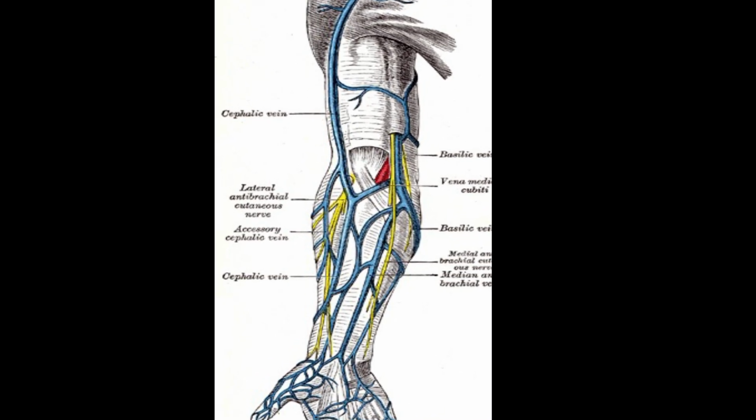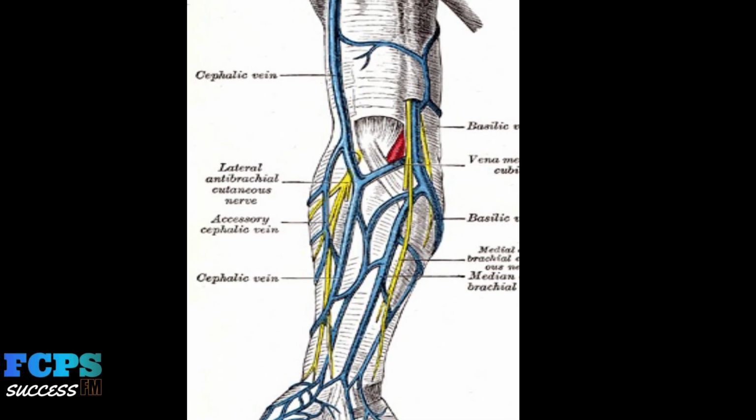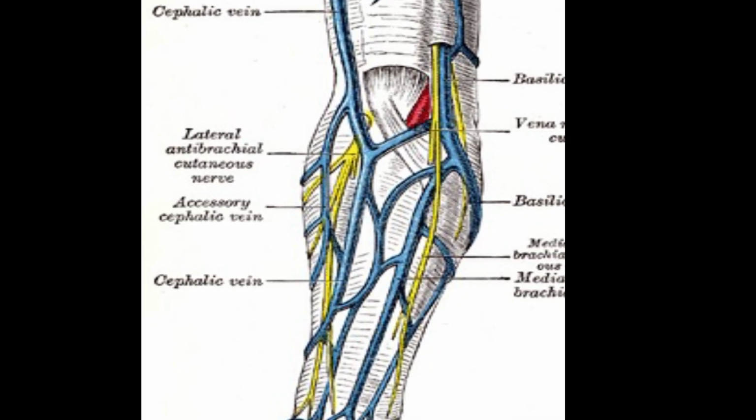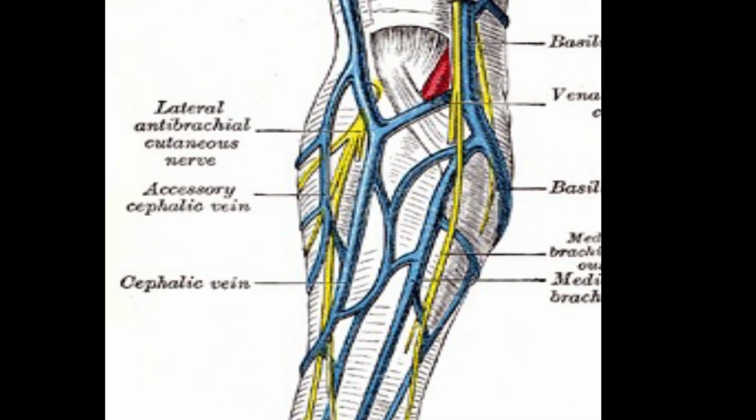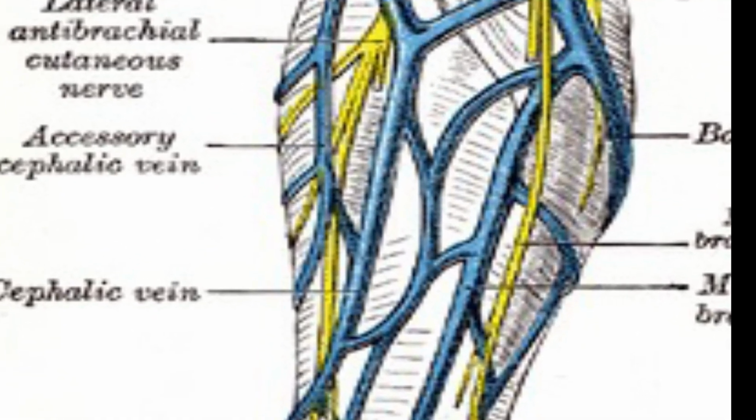Option C is also false because it doesn't continue as axillary vein, rather it drains in first part of axillary vein, and it doesn't receive the thoracoacromial vein. And option E is also false because it lies superficial to bicipital aponeurosis.